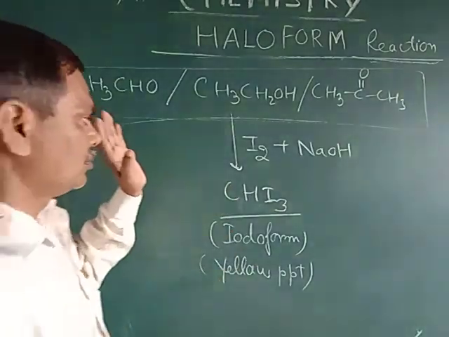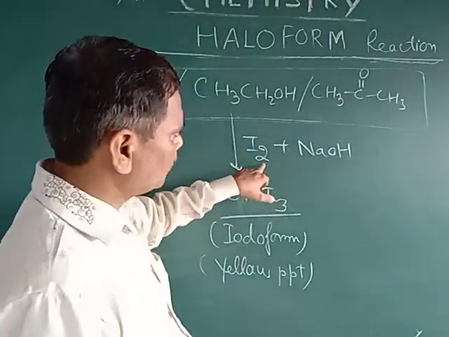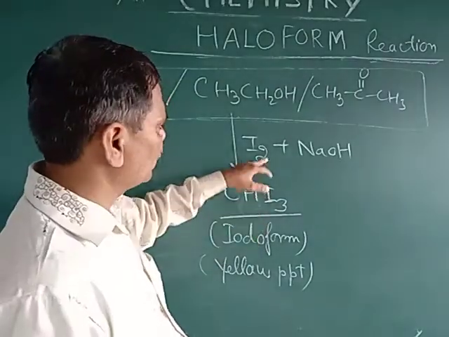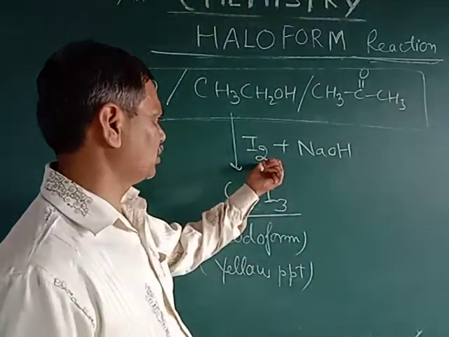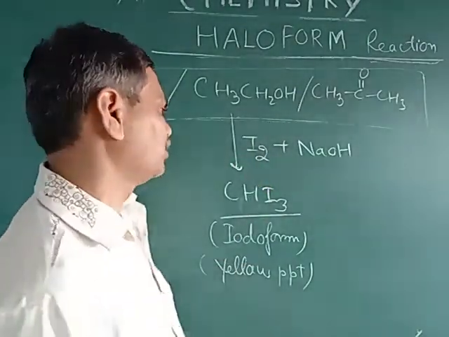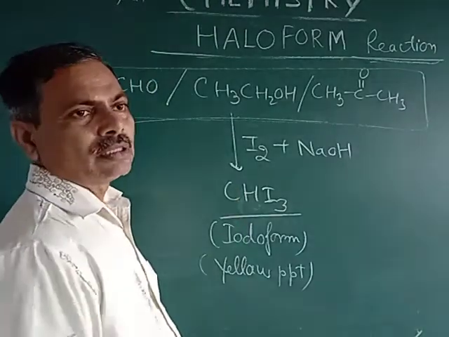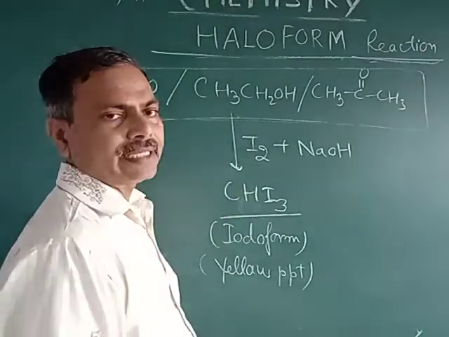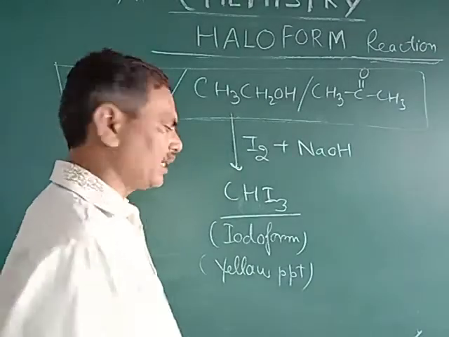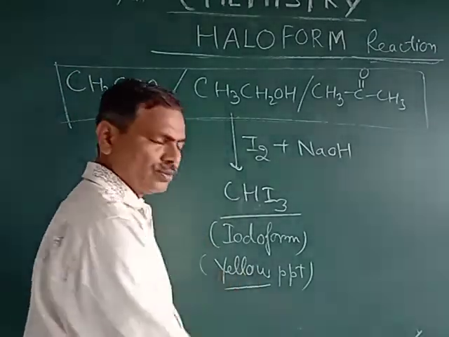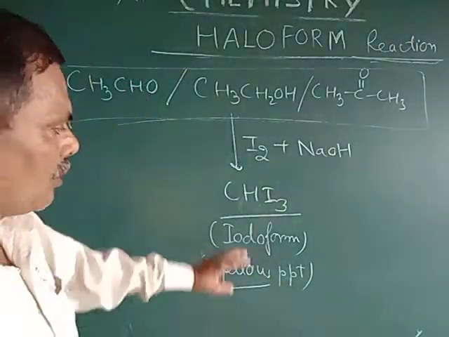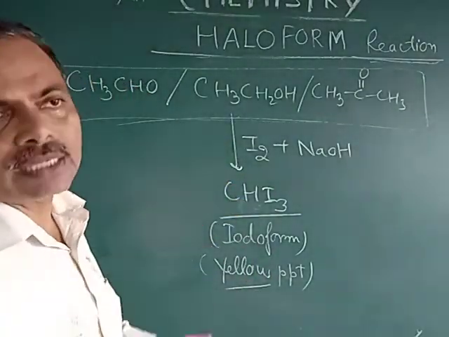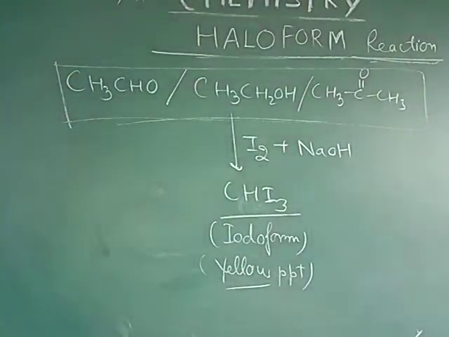When we use iodine, it forms iodoform. When we take chlorine, we get chloroform. When we use bromine, we get bromoform. But generally iodoform is used because it is solid and yellow in color, so it can be easily observed. Apart from iodoform, other side products are formed, like water, methyl acetate, etc.